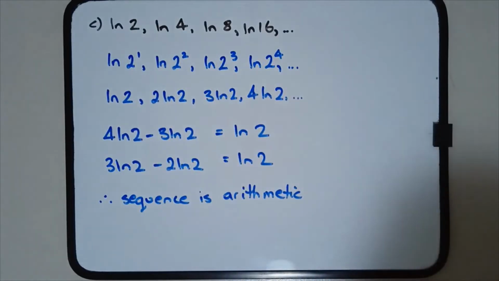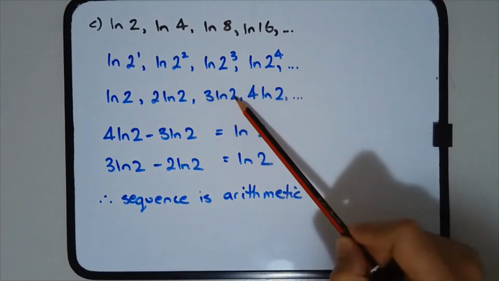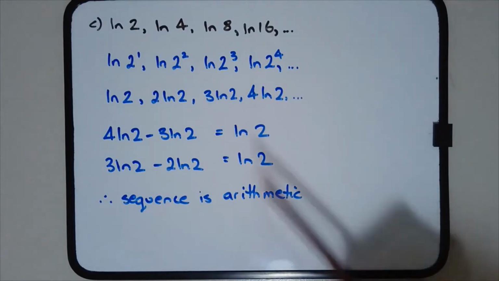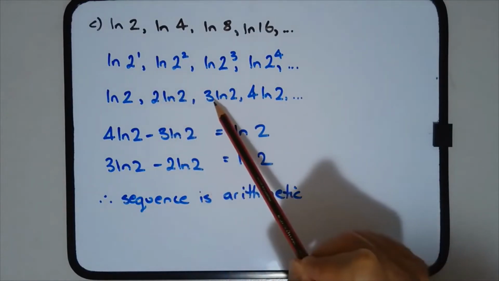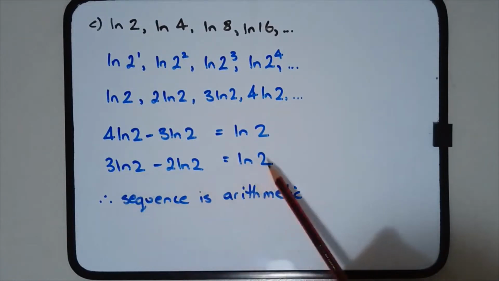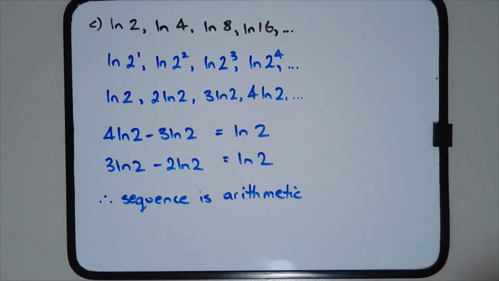Now again, choosing any 3 consecutive terms. So for example, 4 ln 2 minus 3 ln 2, and just working out the difference, that's just ln of 2. And then comparing it with the difference of 3 ln 2 minus 2 ln 2, of course, that's also equal to ln of 2, so there's a common difference there. So therefore, the sequence is arithmetic.